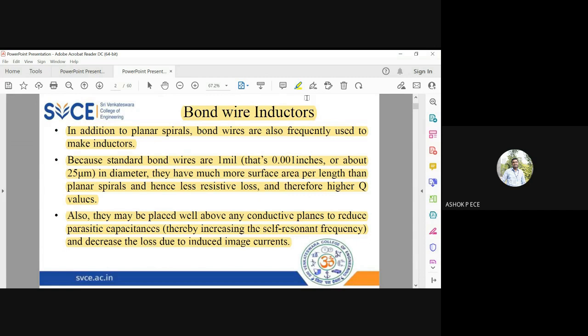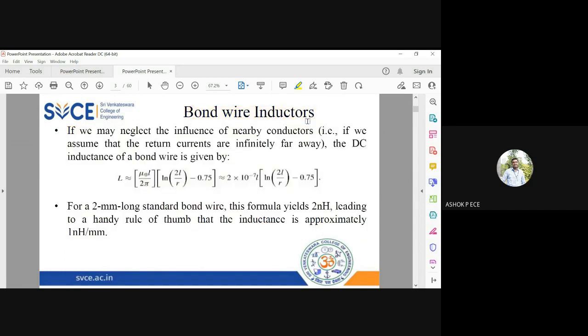So they are an ideal candidate for RF applications where I want to reduce the overall loss and reduce the parasitic effect. So I can go for bond wire inductors. The inductance value of a bond wire inductor is given here. You can see it depends on L and R, where L is the length and R is the radius. For a 2 mm long standard bond wire, this formula yields a value of 2 nanohenry. So you can get a 2 nanohenry inductor when L is equal to 2 mm.